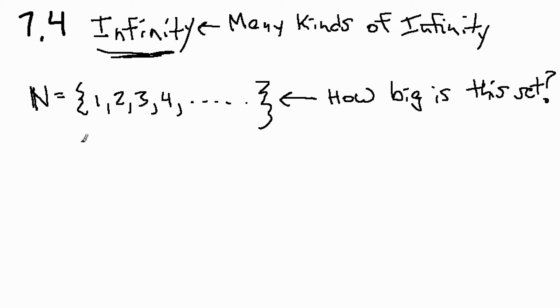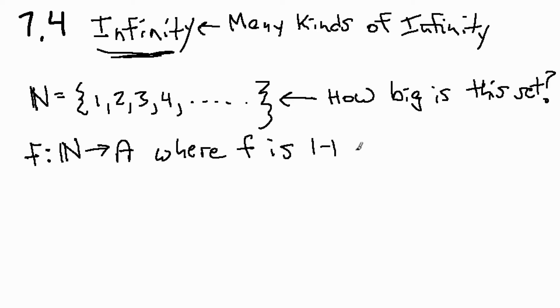Well, before we answer that question, I want to talk about something else. I want to talk about functions. Remember, we're in a chapter on functions. From the natural numbers to some arbitrary set, we'll just call it A, where f is 1 to 1 and onto. Well, let's consider an example. Here's a real simple one. We'll just say that f of n is equal to n.